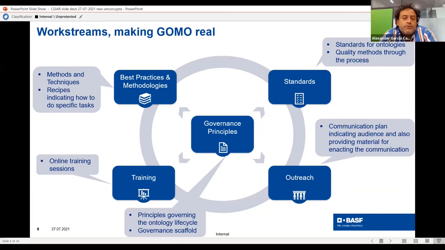Training is also an easy one. Outreach is also an easy one. But how you orchestrate this in support of the governance principle, that's not so easy. And I think that's at the core of GOMO.